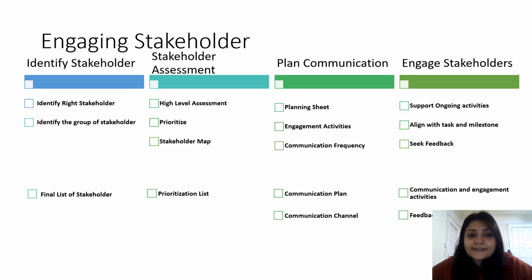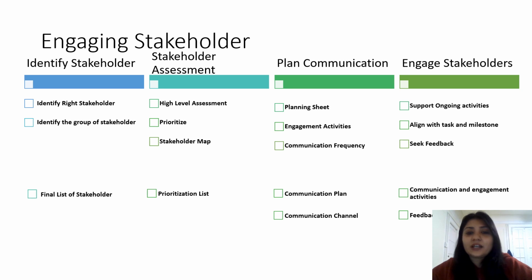The second thing is stakeholder assessment. You do a high-level assessment and then you prioritize. For example, the client might be your highest priority, then your members, and then maybe your suppliers. Like that, you prioritize and prepare a stakeholder map.